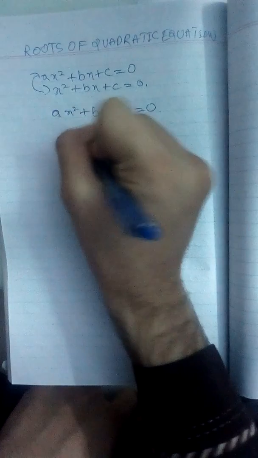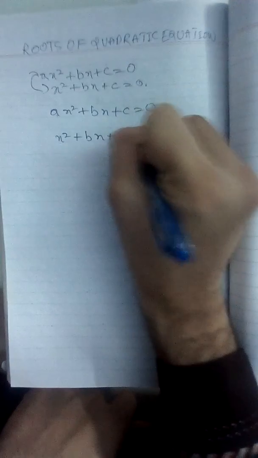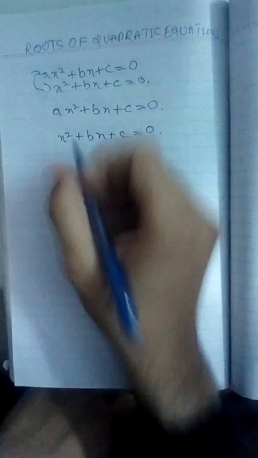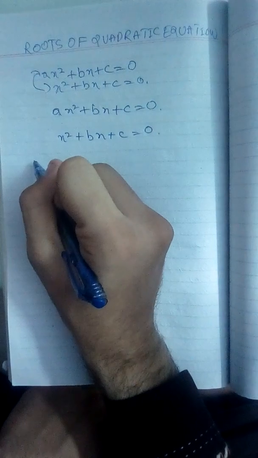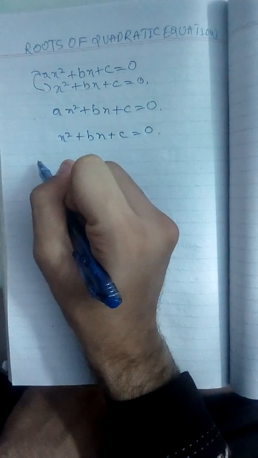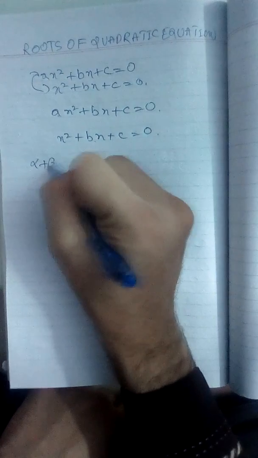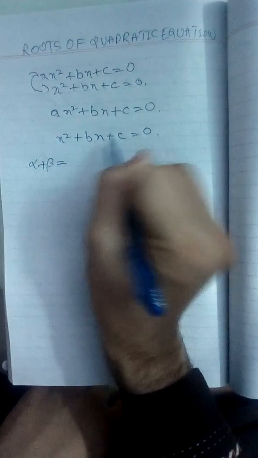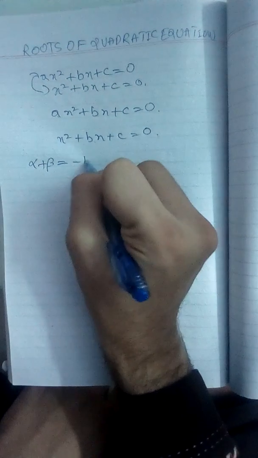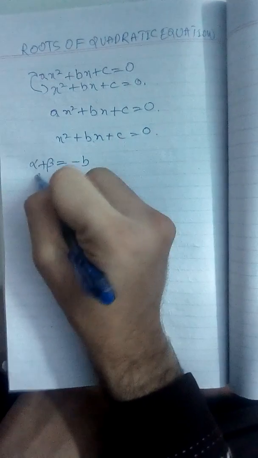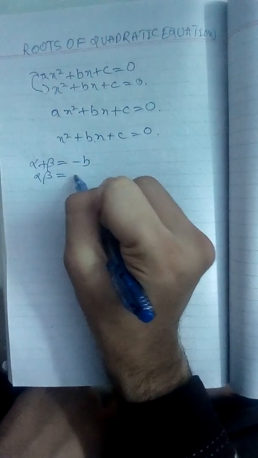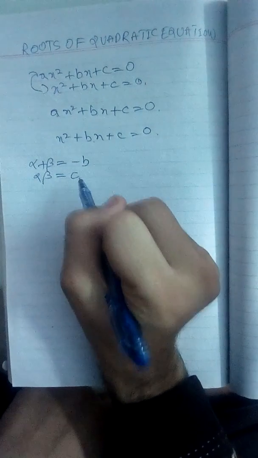In the previous video we observed the equation x square plus bx plus c equals 0, and we observed that if alpha and beta are the roots of this quadratic equation, we have the sum of roots equal to negative coefficient of x, and we have the product of roots equal to the constant of the quadratic equation.